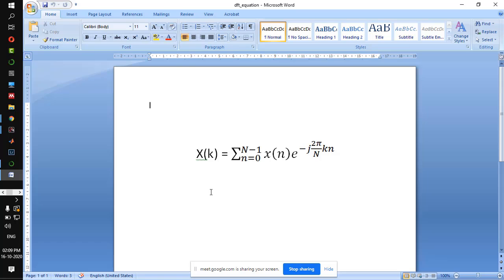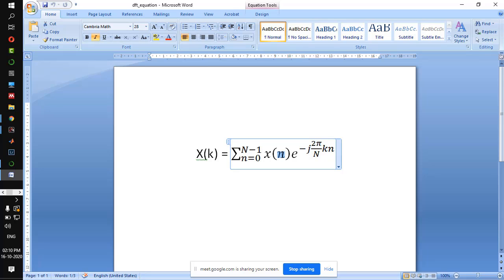Okay. The left hand side is X of k. Summation n varying from 0 to N minus 1, x of n, e power minus j 2 pi by N into k n. Now what is k? k will address the samples in which domain, time domain or frequency domain? It is addressing the samples in frequency domain. And n is addressing the samples in time domain.